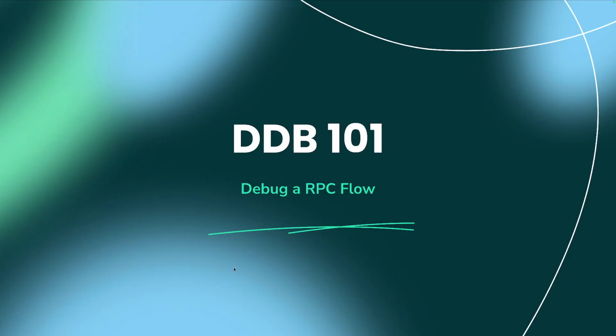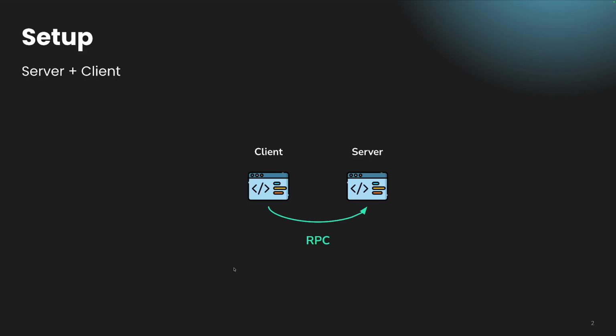In this video, I'm going to talk about how to debug an RPC flow with DDB. So let's assume we have a pretty simple setup where we have a client and we also have a server, which the client is trying to reach out to via an RPC call.